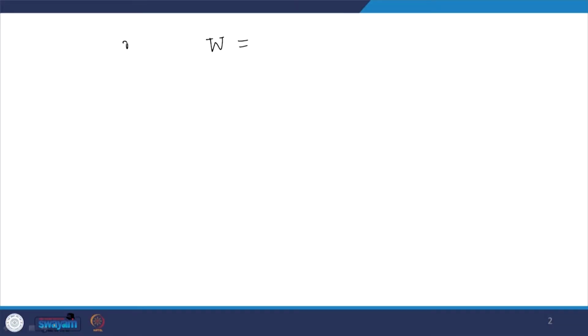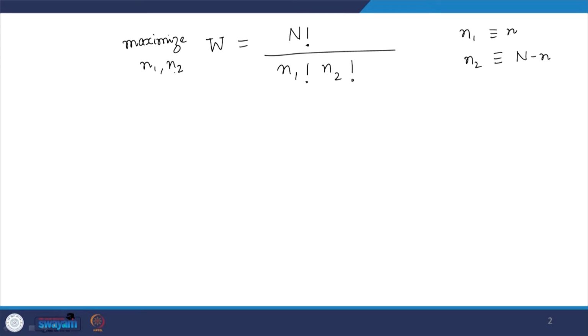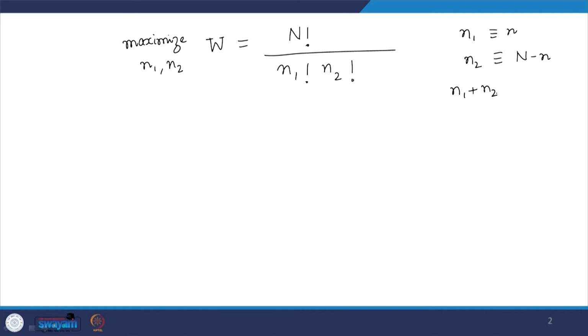So, I want to maximize W, that is N factorial by n1 factorial n2 factorial, where n1 is equal to n in the previous example and n2 is equal to capital N minus n in the previous example. So, essentially the problem is to find the values of n1 and n2 for which W is maximized, right. However, it is very important to note that n1 and n2 are not quite independent of each other. Essentially, you have a constraint that n1 plus n2 is equal to capital N.